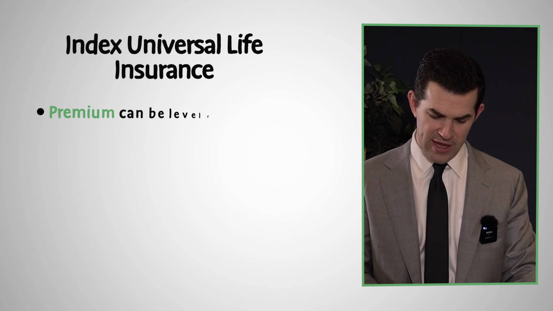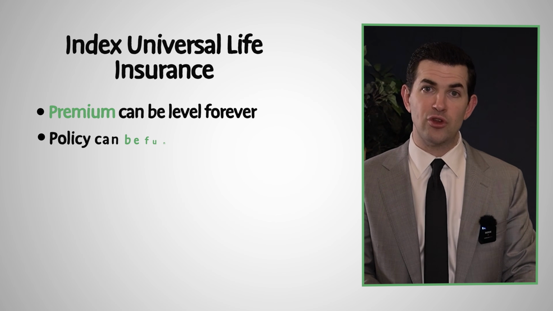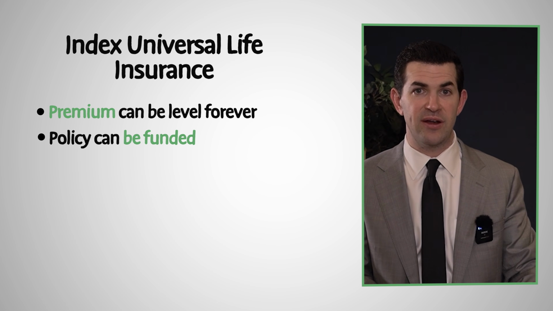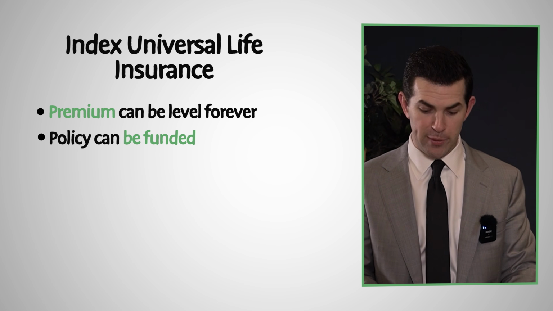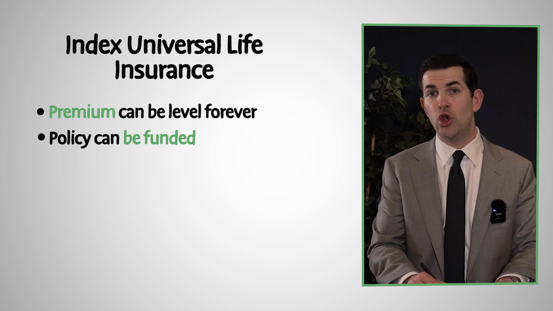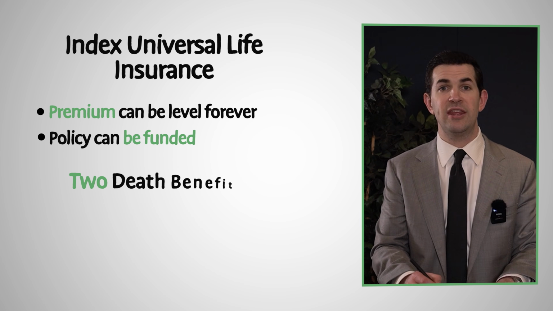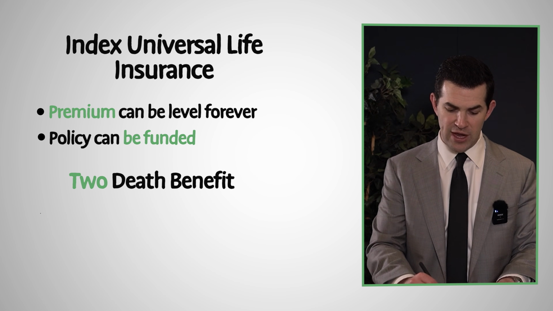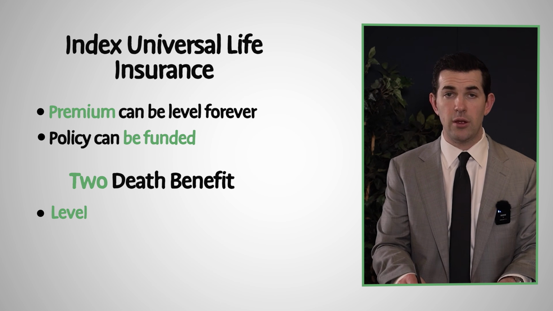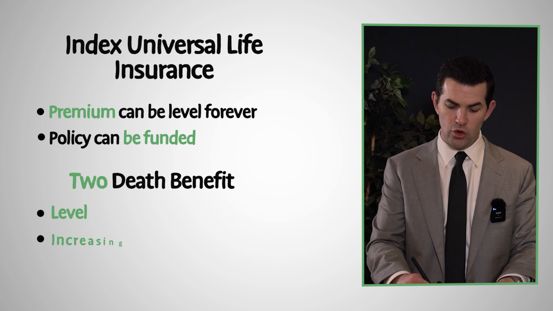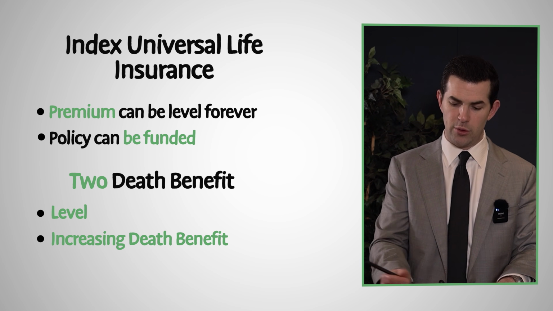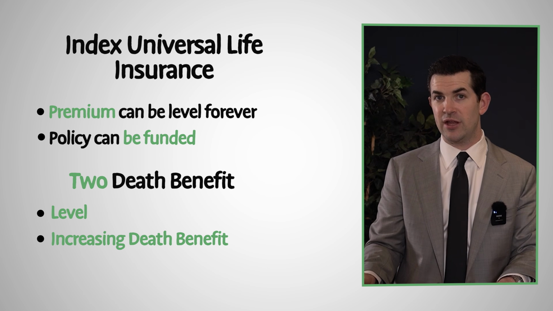The premium can be level forever. I have the option to add more money to the policy if I'd like, and even fund it for a short period of time. Now, there's typically 2 death benefit options with indexed universal life. The first option is what is called level, and the second option is an increasing death benefit, which starts lower but gradually increases over time. It will project to grow beautifully over time. Key word I mentioned there is project.